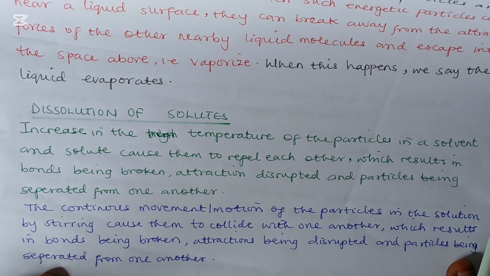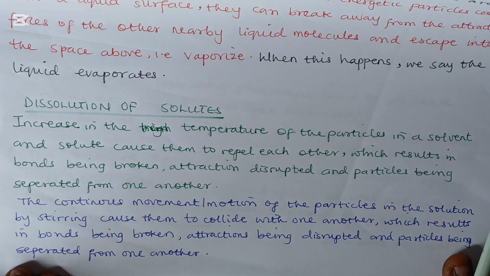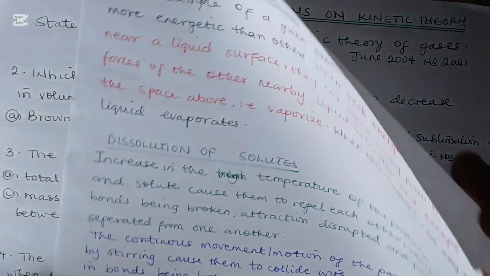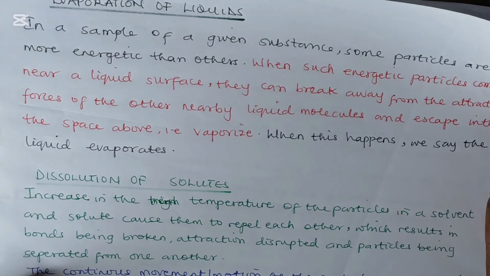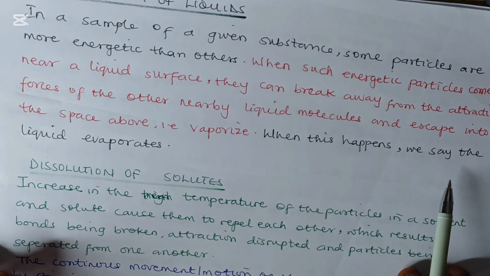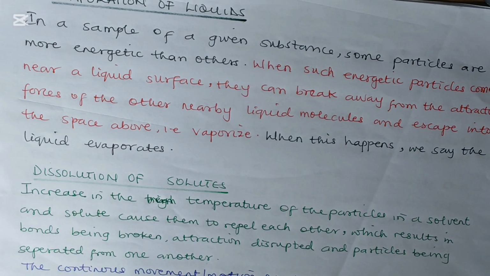The bonds holding the particles break, then attractions are disrupted, and then the particles get separated from one another. And at this point, dissolution of solute occurs. That's a state in which a salt dissolves in the given solvent.